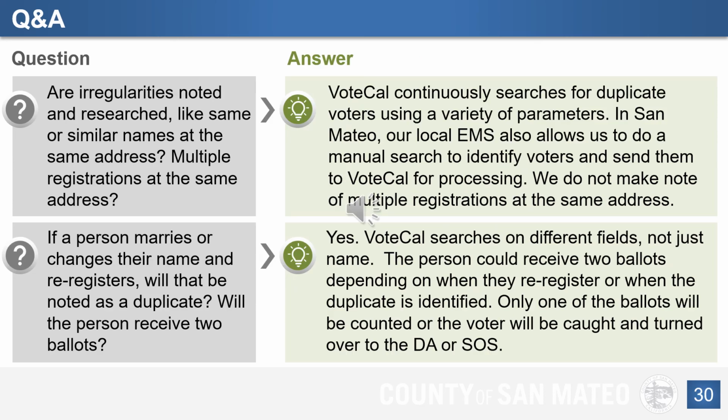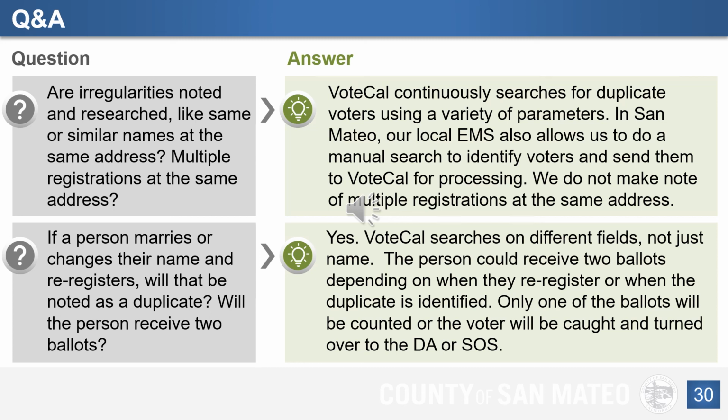Question: are irregularities noted and researched, like same or similar names at the same address? Multiple registrations at the same address. Answer: VoteCal continuously searches for duplicate voters using a variety of parameters. In San Mateo, our local EMS also allows us to do a manual search to identify voters and send them to VoteCal for processing. We do not make note of multiple registrations at the same address.